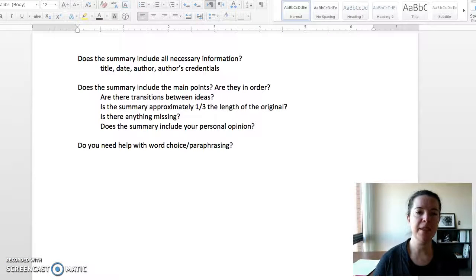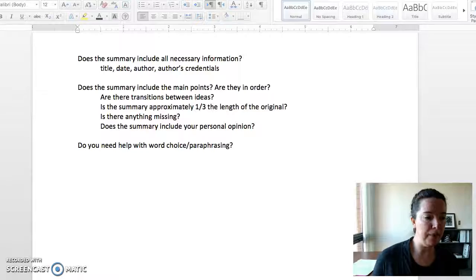It's a little easier. I've included a few questions here to make sure you've got all the information and you've done what you need to do. So first of all, does the summary include all necessary information? In your first sentence, you're going to give information like the title, the date, the author, and the author's credentials, if there are any.